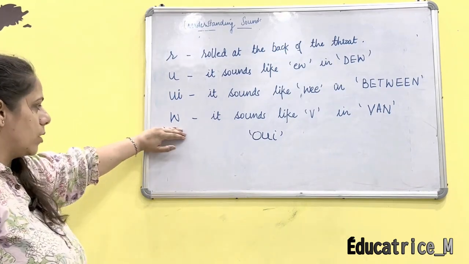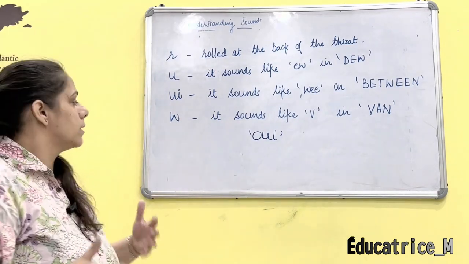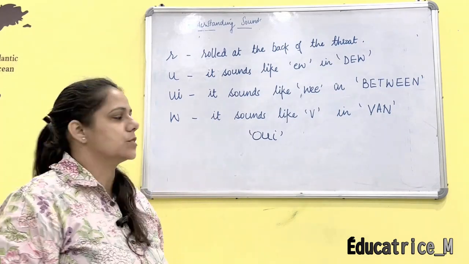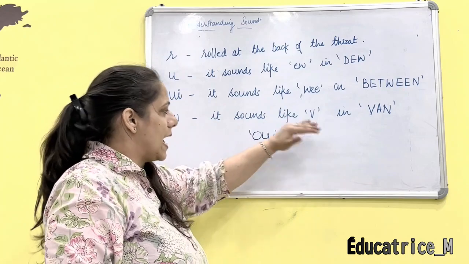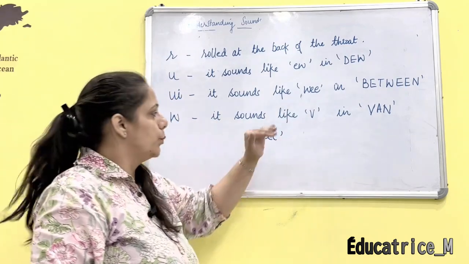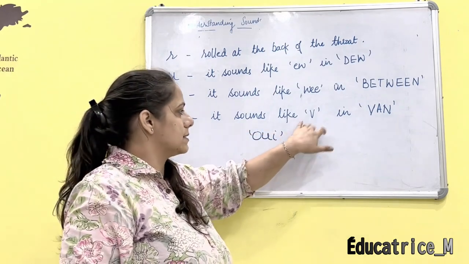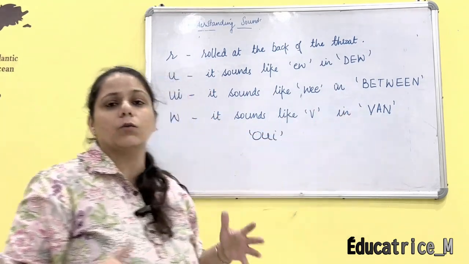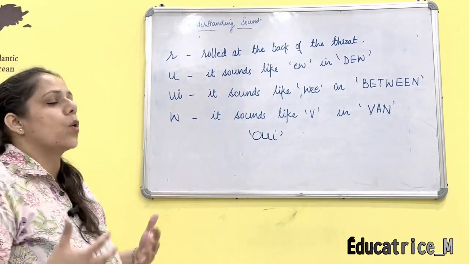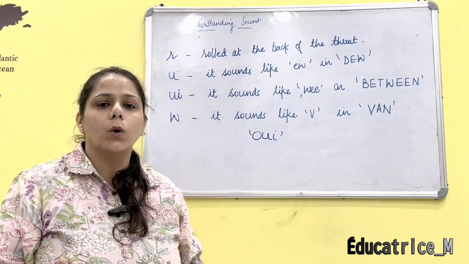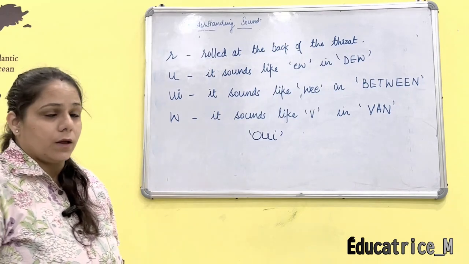Next is the sound of the alphabet W. Whenever it appears in any of the words, it sounds like the V in the word van. This alphabet is sounding like it does in van. So it is w, w. It's not W, it's sounding like w, w, right?